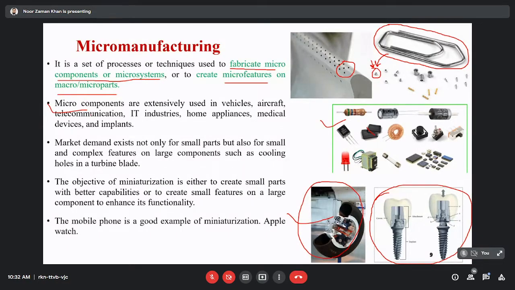So we are seeing day by day the size of various components is decreasing. I've shown you one example of a satellite. Earlier we have seen satellites of very big size. Now this is an era of the pocket satellite.